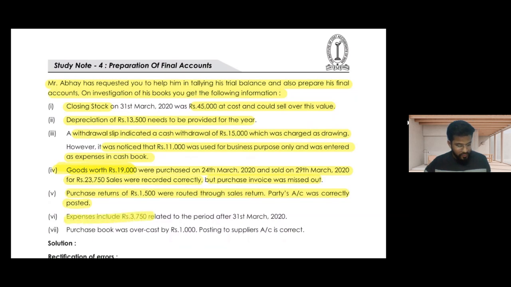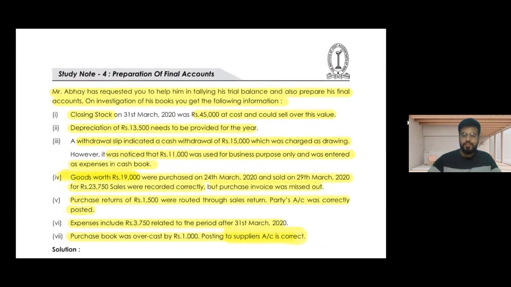Then expenses include 3,750 related to the period ended after 31st of March. So that will not be included after the period. Purchase book was overcast by 1,000 and it was posted to the supplier account, which is correct. So you need to correct your purchase book in that case. So these are all the adjustments which we need to do, and then we need to prepare the final accounts.